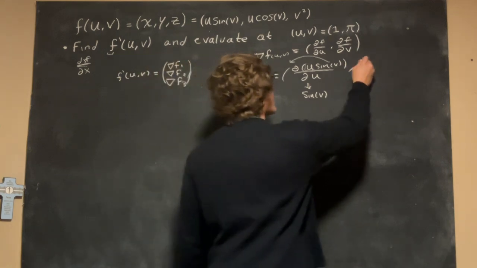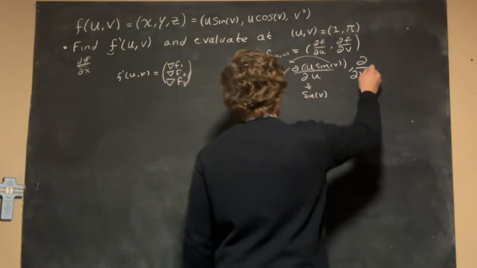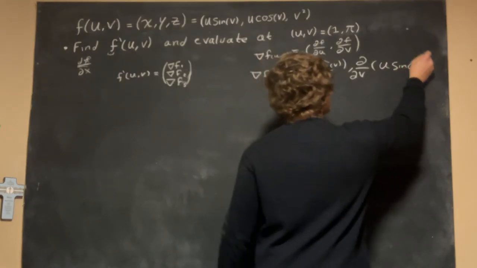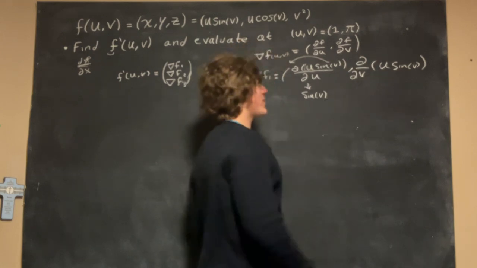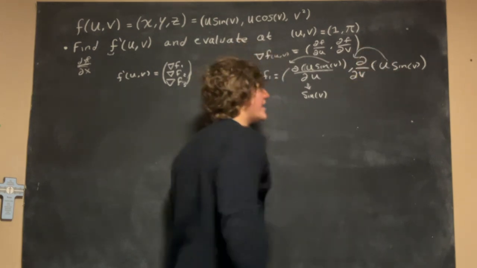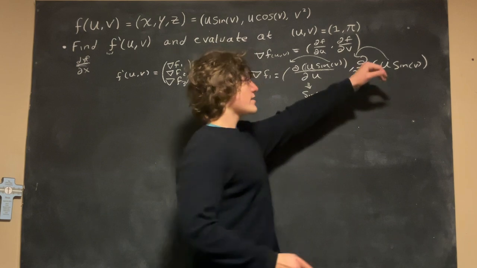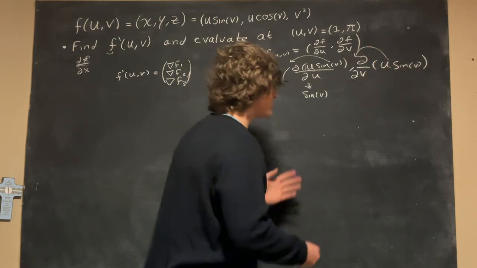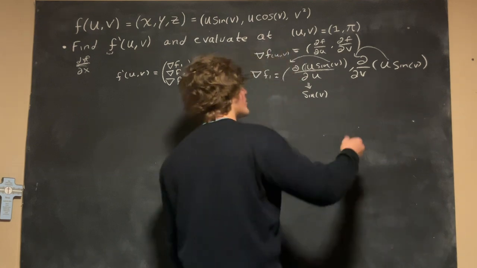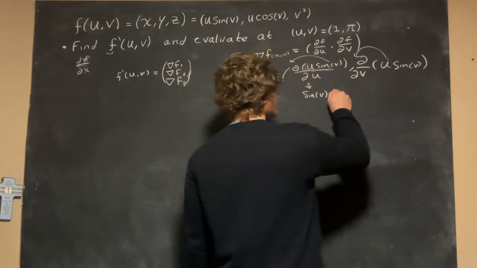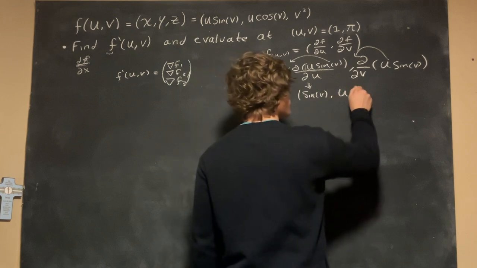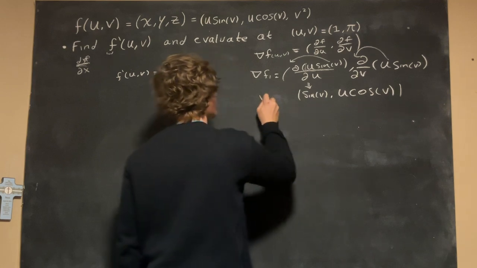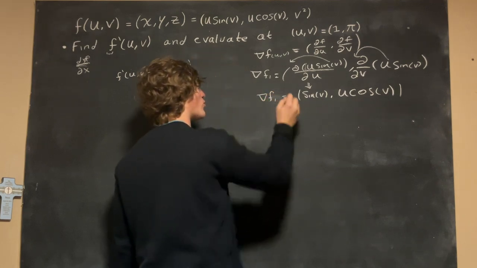So this is that, comma, let's do this with respect to v now, of u sine of v. So now this u is just a constant multiplying the sine of v, so this could come to the outside. So this becomes u times the derivative of sine of v with respect to v. The derivative of sine of a function with respect to that function is just going to be cosine of that. So this gradient would be sine of v, comma u cosine of v. And this is our gradient of function number 1.